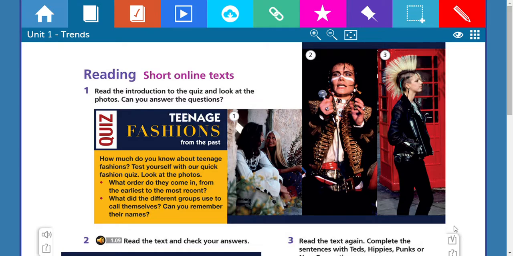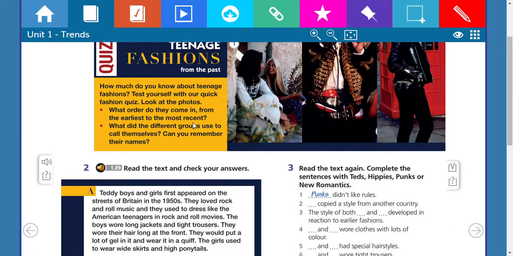Okay, I'm going to help you with number 3. Number 3, it's a punk. Okay, punk girls and boys like to be like this girl, with the hair, the leather jacket, dressed in black, etc. But you can ask your family, your parents, your mother, your relative to help you.